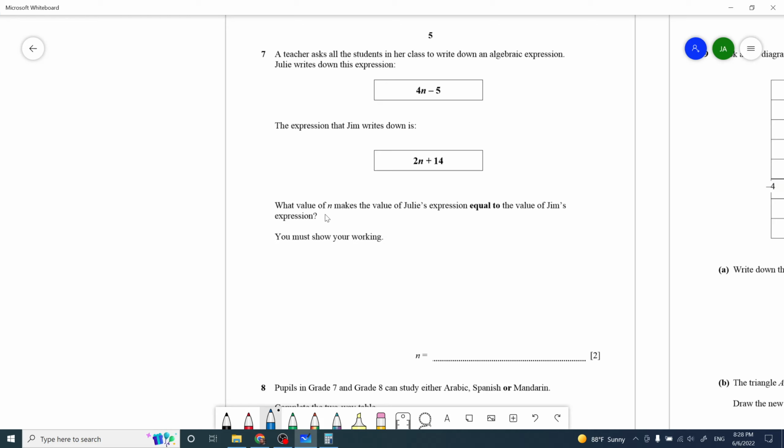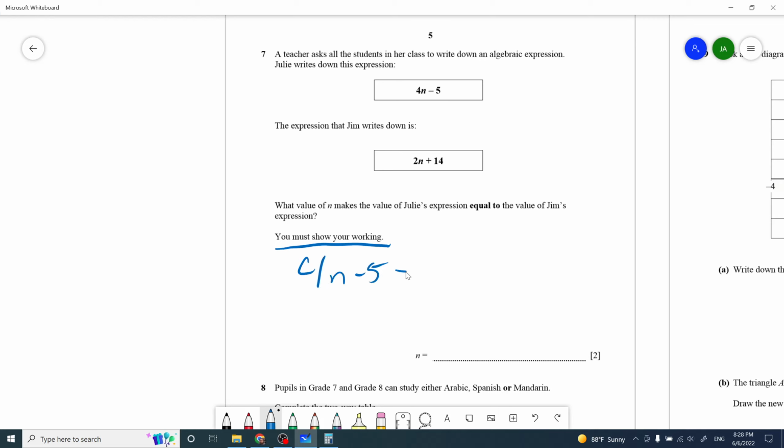We want to find out what value of n makes these two expressions equal, and we must show our working. So again, you see here it's worth 2 points, and if they tell us that you must show your working, almost always they have explicit notes in the way to grade these that if you don't show any work, you don't get any points, even if your answer is correct. Too bad, so sad.